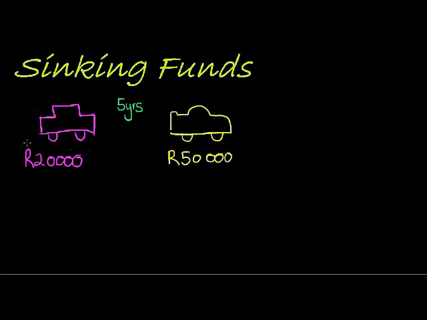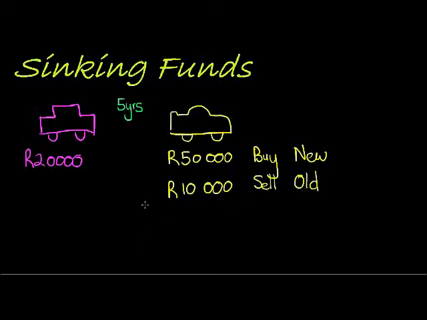Now, will you be able to sell your old car for 20,000 Rand? Of course not. Over time, a car's value will decrease. So when you sell it after 5 years, you'll probably only get something like 10,000 Rand for your old car. Okay, so to buy a new one will cost you 50,000. And when you sell the old one, you will get 10,000. Now that means you still need 40,000 Rand in order to buy the new one.